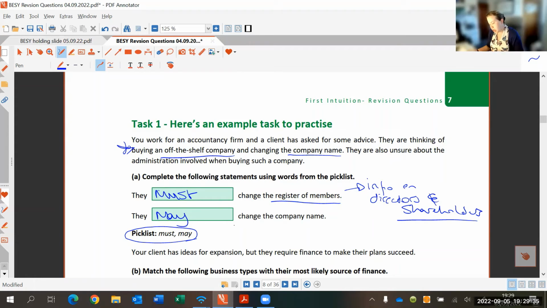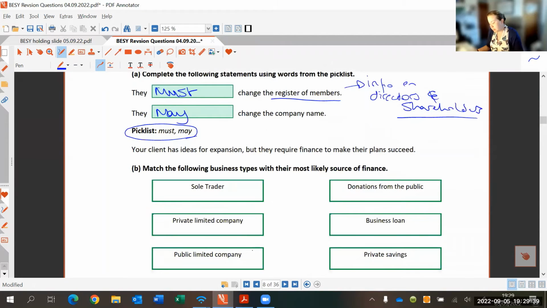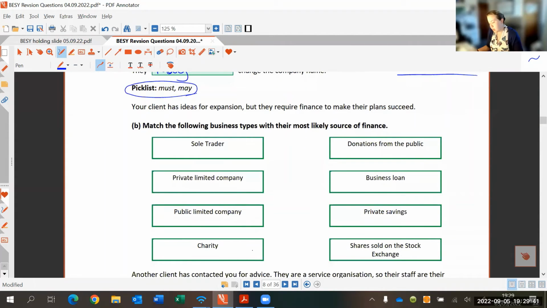So, first section, we've done it. We've got a couple more to have a look at on this task. Following on from that first question, your client has got some ideas on how they're going to expand this off-the-shelf company that they want to do. But they want to know what type of finance they should be securing to help that business succeed.